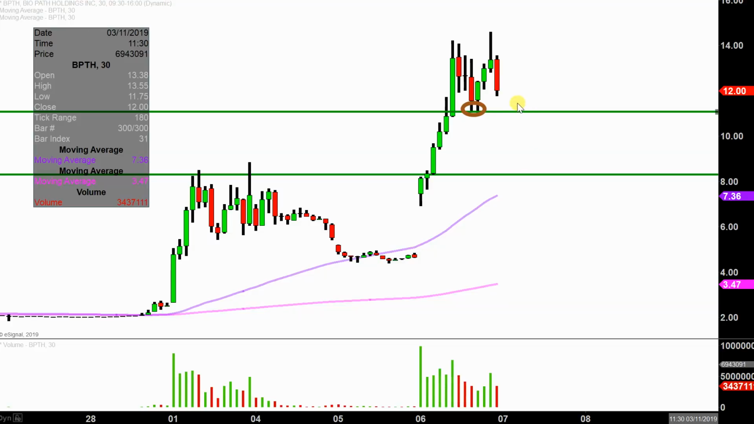Am I saying it's guaranteed to hold? I only wish that there were guarantees in the market. But like I said, as far as history is telling us right now, clearly people are willing to buy at 11. So I'm going to keep an eye on that.